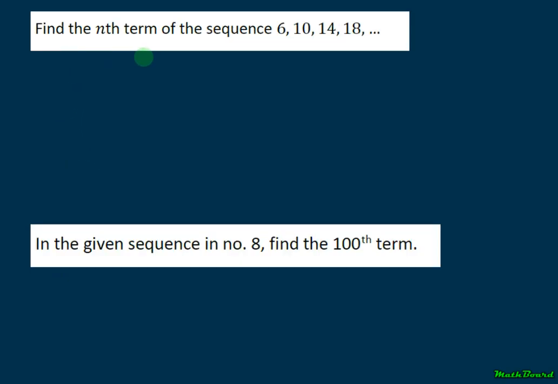So next, find the nth term of the sequence 6, 10, 14, 18. As you can see, 10 minus 6 is 4, 14 minus 10 is 4, 18 minus 14 is also 4. So this is arithmetic.